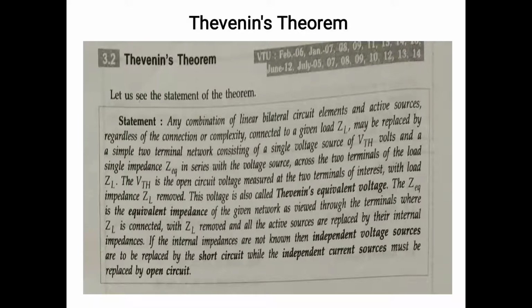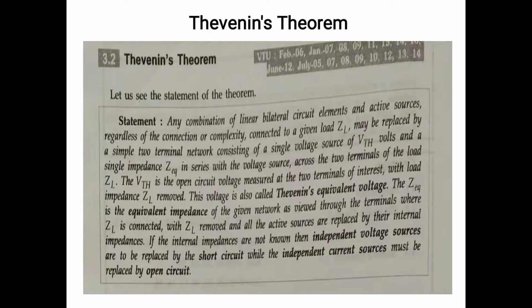Thevenin's theorem is very simple. First, remove the impedance or combination of linear bilateral circuit elements, the common linear bilateral circuit elements and active sources, connected to the load ZL. Remove the load impedance. It is replaced by a single two-terminal network consisting of a single voltage source VTH. Next, to find VAB or VTH, this is Thevenin's voltage, and a single impedance Z equivalent. That is the equivalent circuit diagram: Thevenin's Z equivalent in series with the voltage source across the two terminals of the ZL.